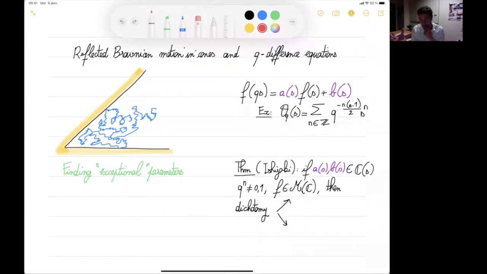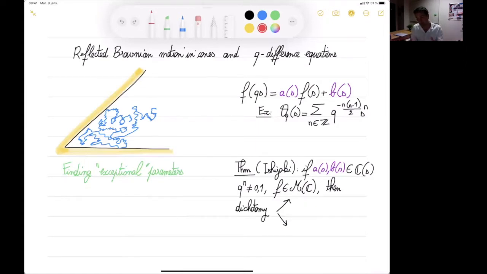And on the right, so a priori it's unrelated. I have just represented one Q difference equation. So for me, a Q difference equation will be to find some function f, which satisfies an equation of the form f of Qs is equal to a of s times f plus b of s. So Q is a parameter, it's known. A and b are known functions, and the goal is to find f.